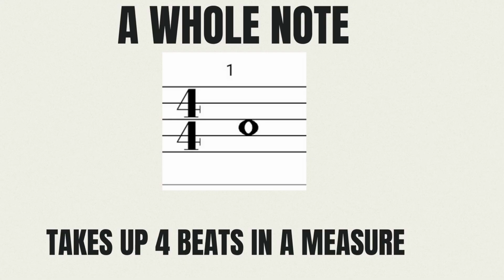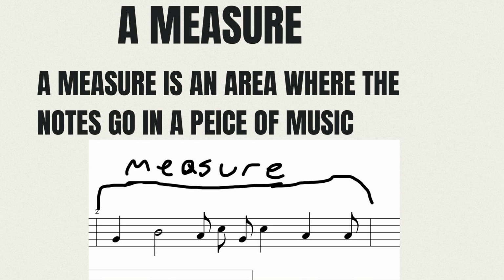So a whole note takes up 4 beats. A beat is just a clap, and a whole note takes up 4 beats. So 1, 2, 3, 4. A measure is just a space where notes fit in. So a whole note is just 4 beats in a measure.